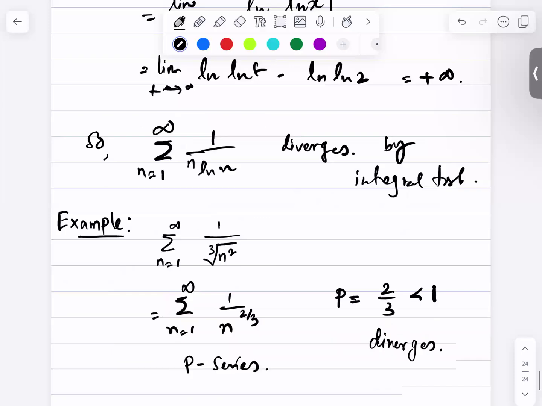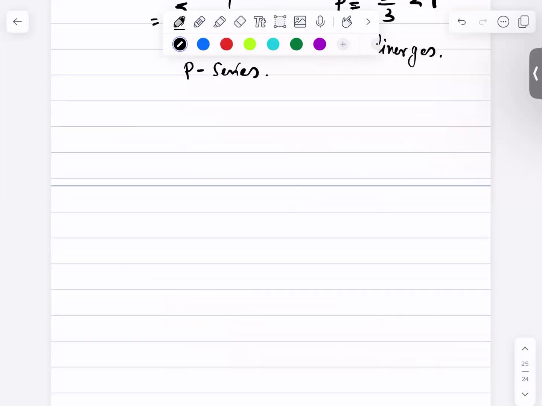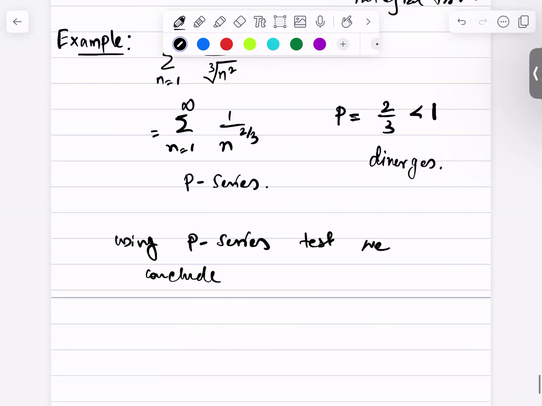So therefore, using the p-series test, we conclude that the summation from n equals 1 to infinity of 1 over the cube root of n squared diverges.